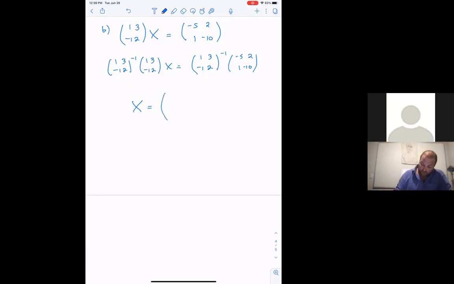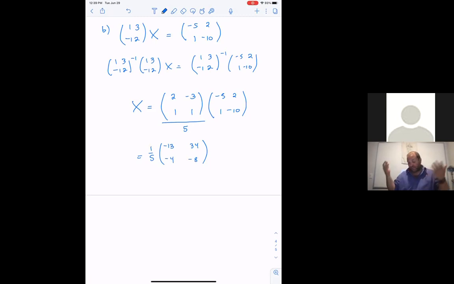What would the inverse be? Well, you switch those, you negate those, and then you divide by the determinant, which is not 0, so it does exist. And 2 minus negative 3, you divide by 5, times negative 5, 2, 1, negative 10. So we get 1/5 of, and now we do the product. So negative 10 and negative 3 is negative 13. 4 and 30 is 34. Negative 5 and 1 is negative 4. 2 minus 10 is negative 8. And that's essentially your answer.